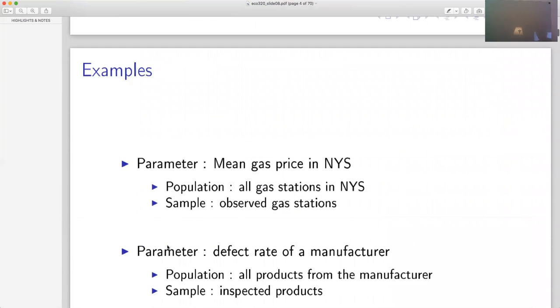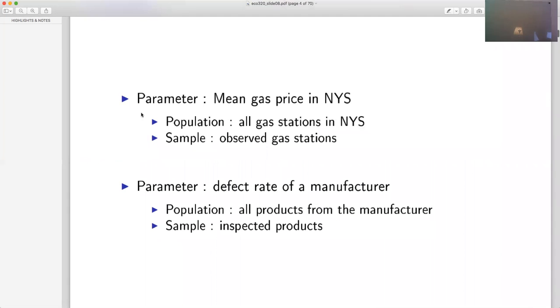That is a statistic. An example of a parameter is the mean gas price in New York State, and the population is all gas stations in New York State. But since we cannot get all the stations, we take, for example, a random sample of 10, or even higher than 20, or 100, etc. Another parameter is the defect rate of a manufacturer. Those are things we are interested in.